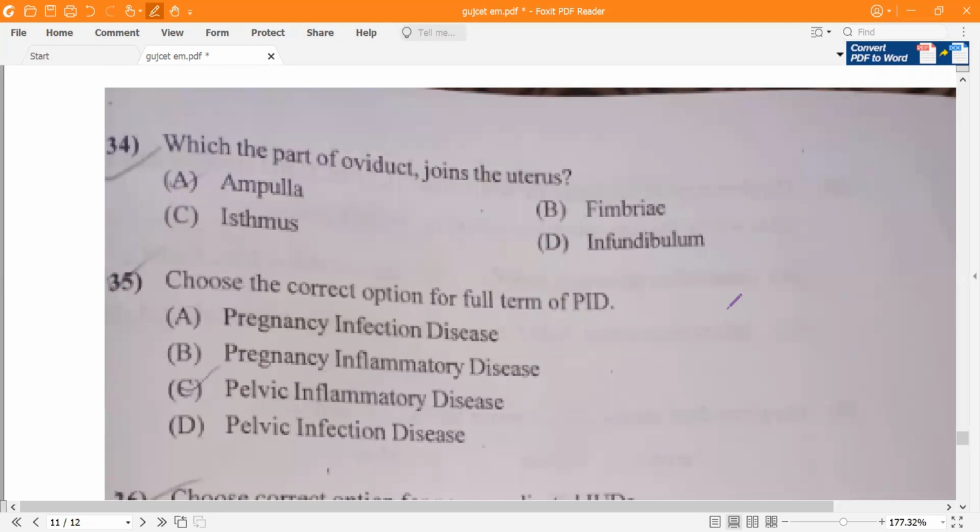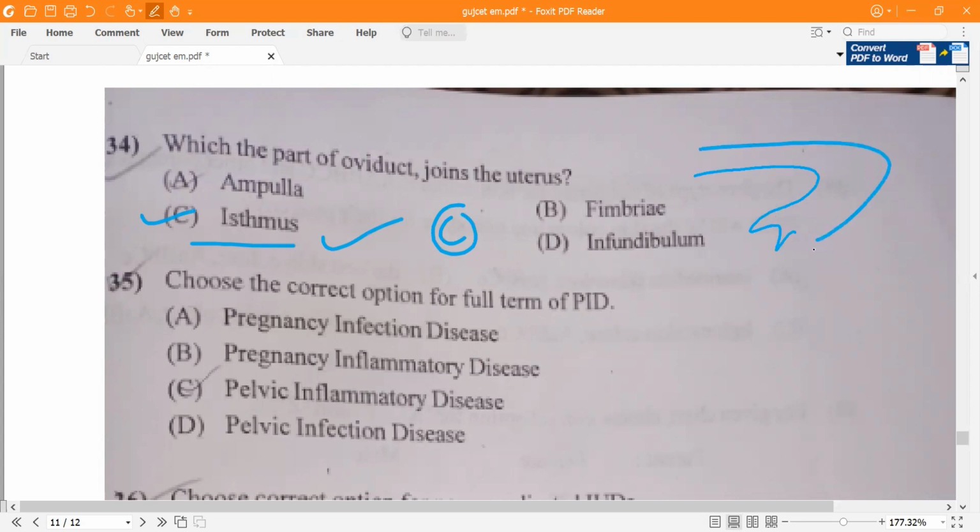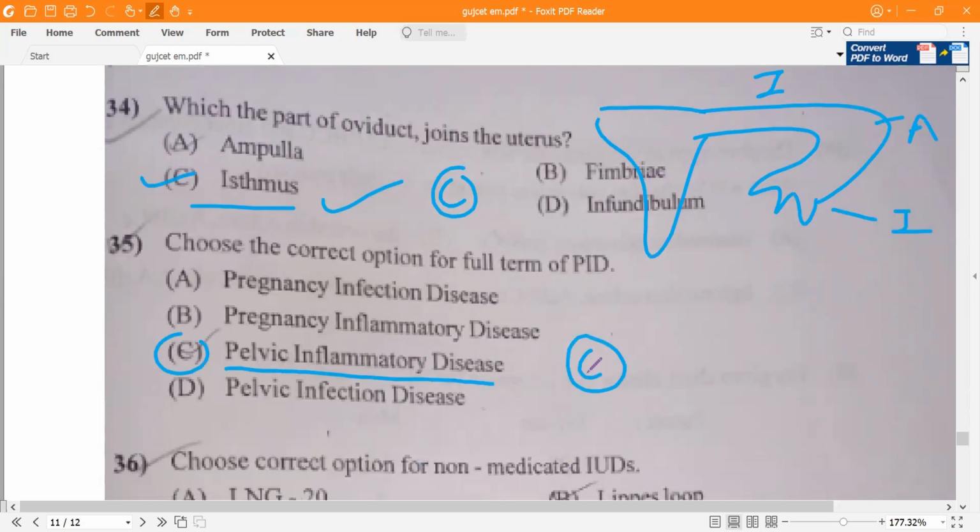Which part will join the uterus? It will be the isthmus, not the ampulla. This is the ampulla, this is the isthmus, and it will go into the uterus. This is the infundibulum with fimbriae. PID means pelvic inflammatory disease. Yeah, it is correct.